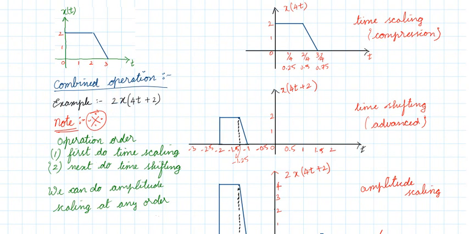The important point to note is that amplitude scaling is not a problem for us; we can do it in any order. There are two options inside the bracket: whether to do shifting first or time scaling first. The important thing is that first we have to do time scaling, next time shifting. You have to remember this. If you change the order of operations, you will get a wrong answer.